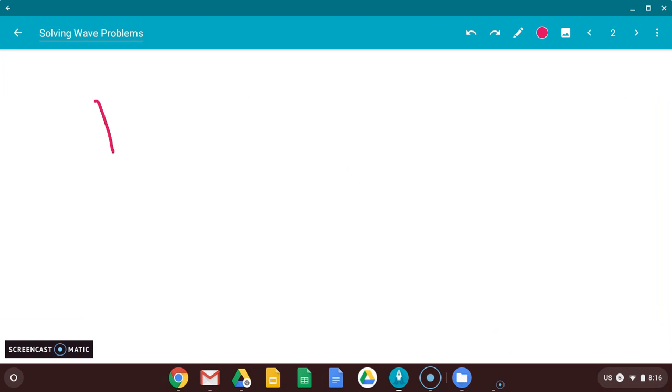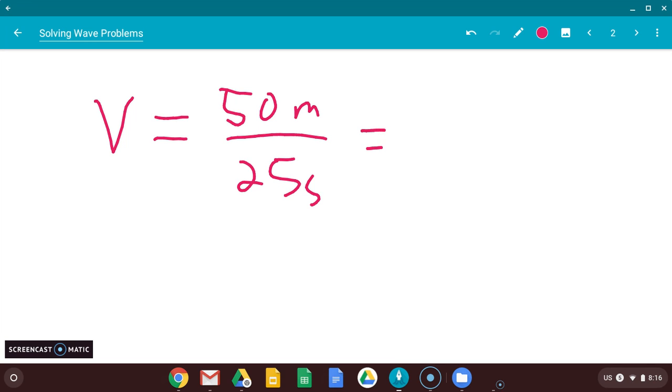Sorry about that. I'll just put in the numbers now right here. So our new d was 50 meters divided by 25 seconds. Therefore, this wave is going 2 meters per second.